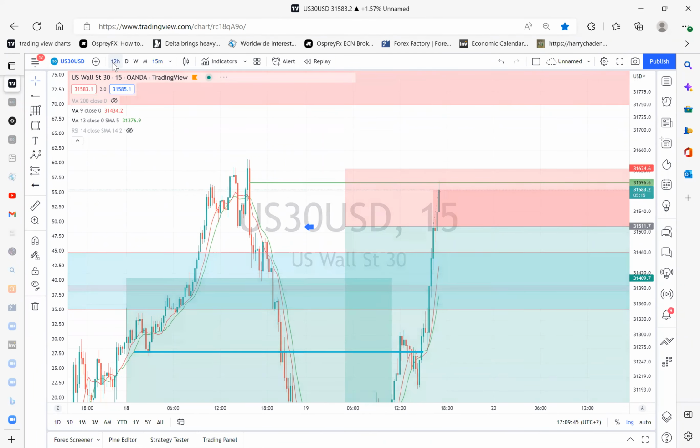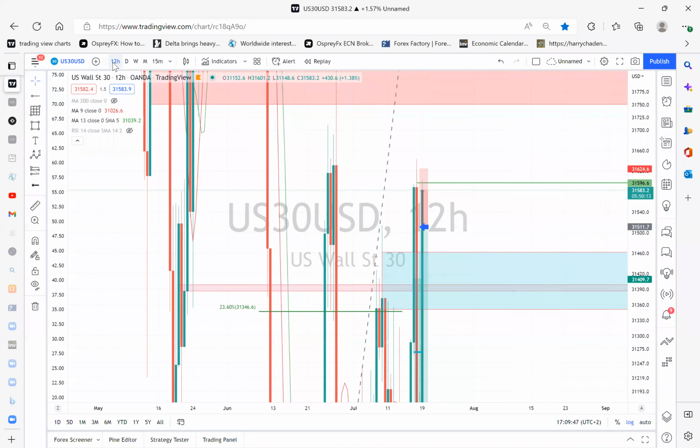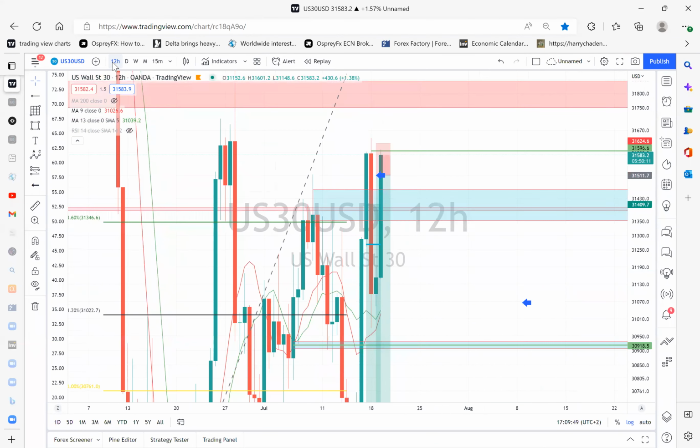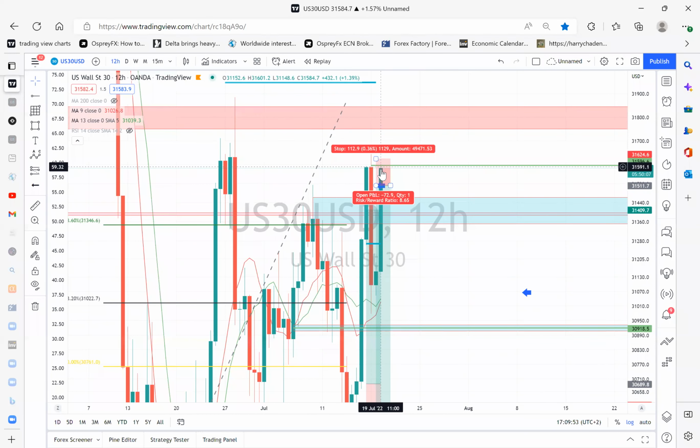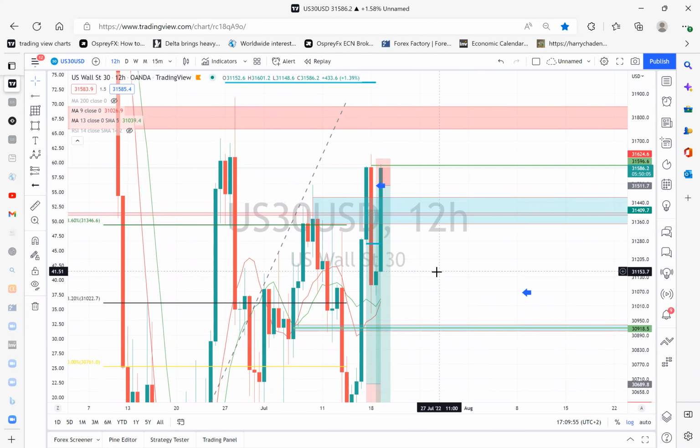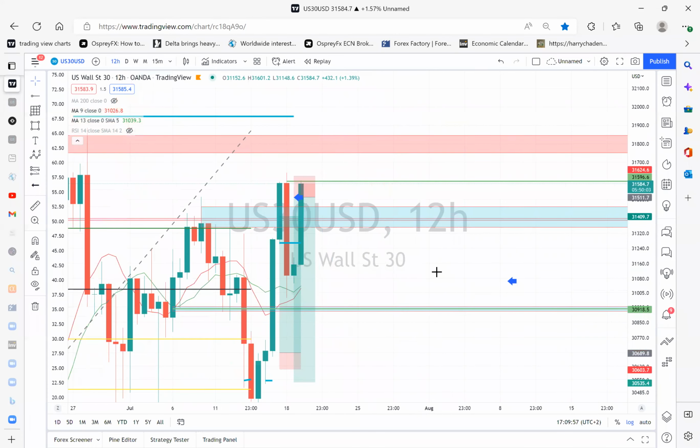Elfie, it is gonna sell. This is the 12-hour order block. Look at that. We're at the very top of the 12-hour order block. It's gonna start pushing down. You can see it.